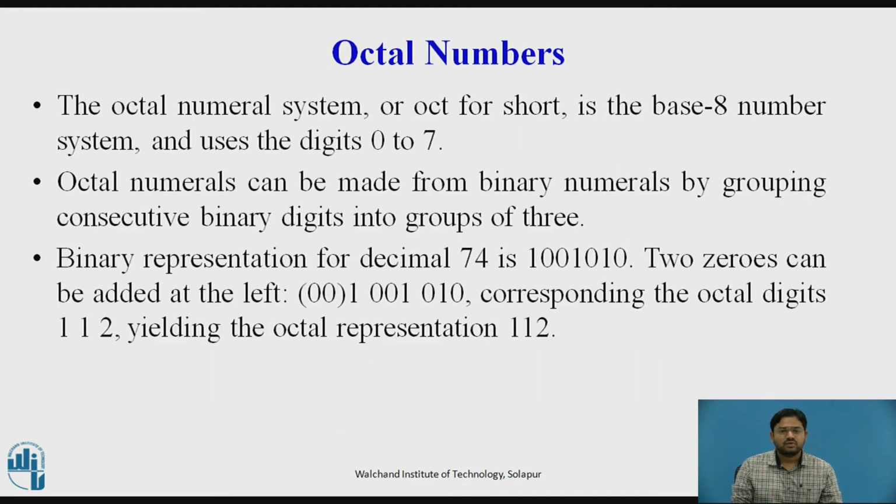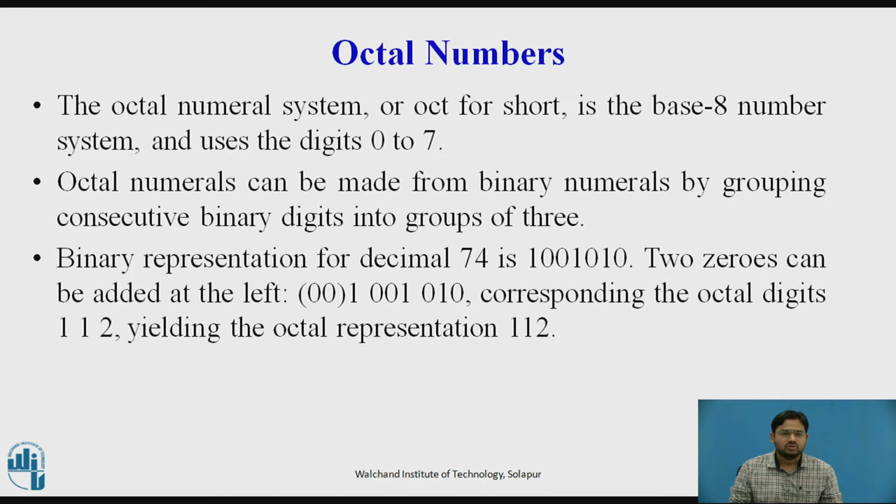So let us have a look at the octal number system. The name octal itself suggests octa, meaning it includes 8 symbols, so it has a base of 8. The number of symbols actually defines its base. The decimal number system has 10 symbols, so its base is 10. The binary number system has 2 symbols, so its base is 2.